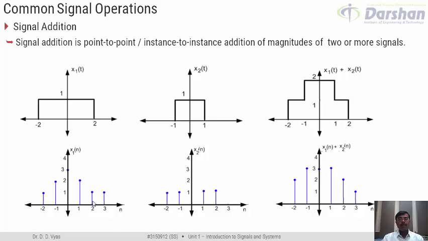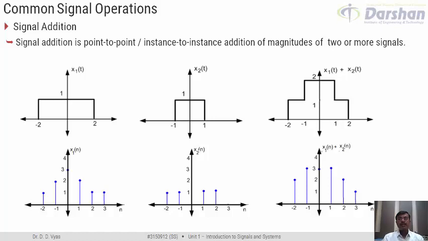Similarly, at n equal to 2, this is 1 and this is also 1, so 1 plus 1 would be 2. And at n equal to 3, this is 1 whereas this is 0, so 1 plus 0 would give you 1. So again, this makes the point clear that signal addition is basically addition of two signals, point to point or instance to instance.